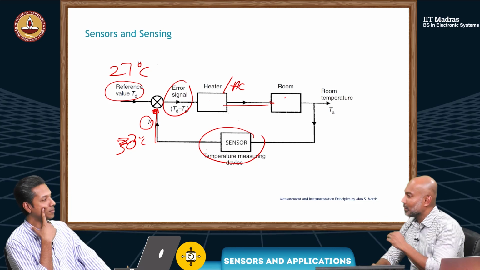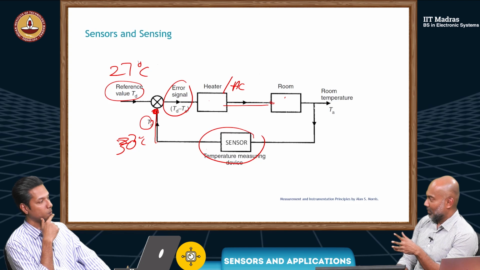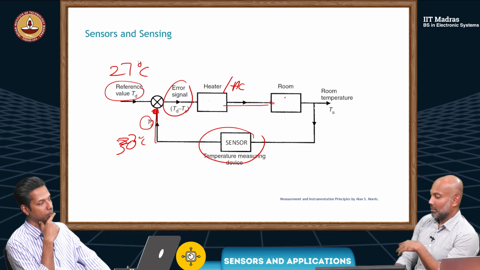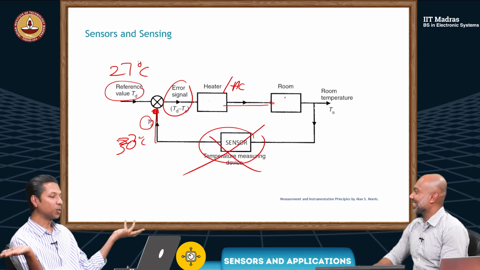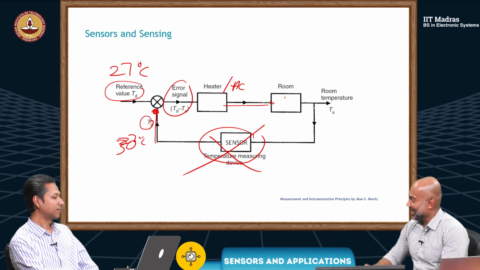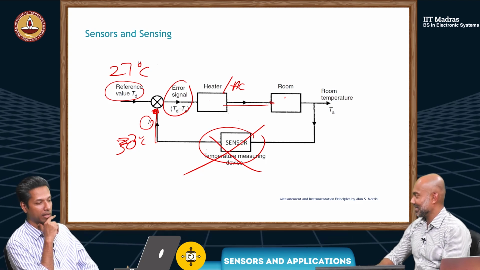I think this is something that could be used to explain the motor RPM too, right? But if you take this out, then it is open loop, and you cannot control accurately.